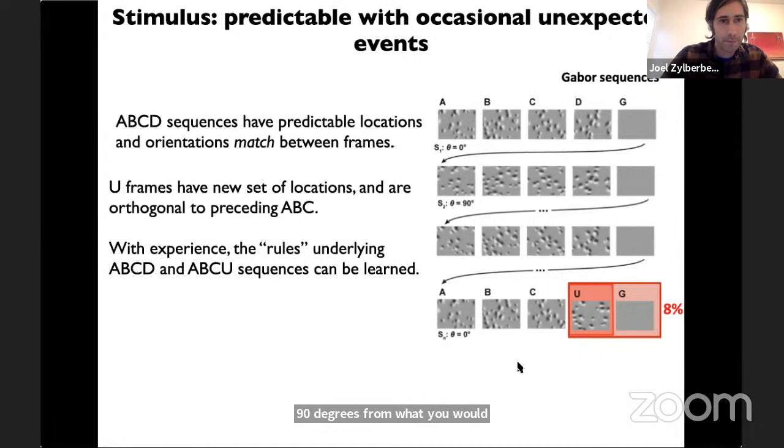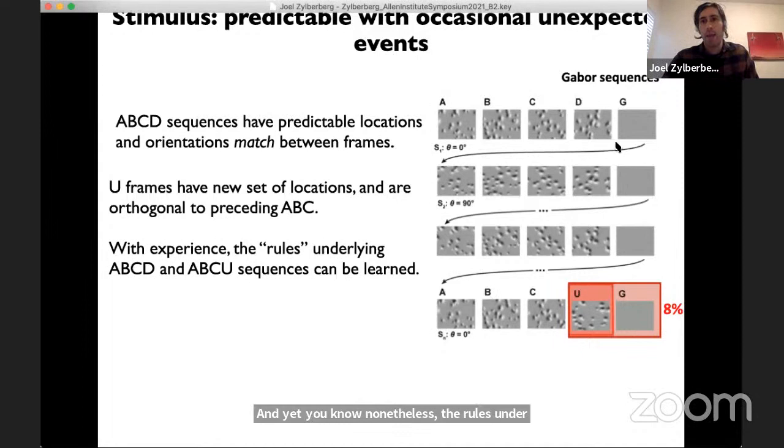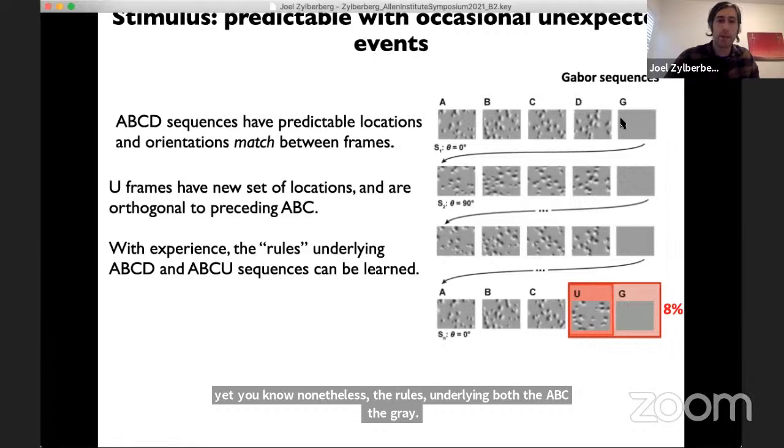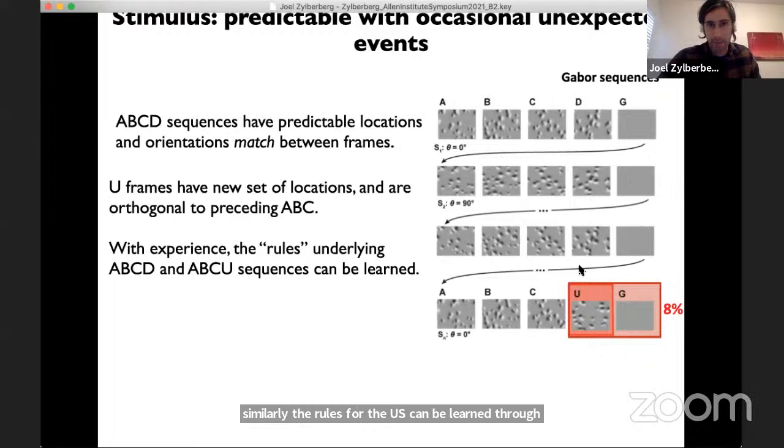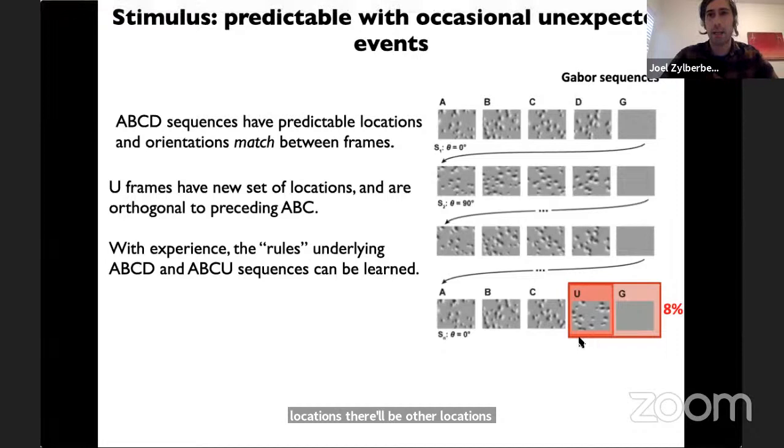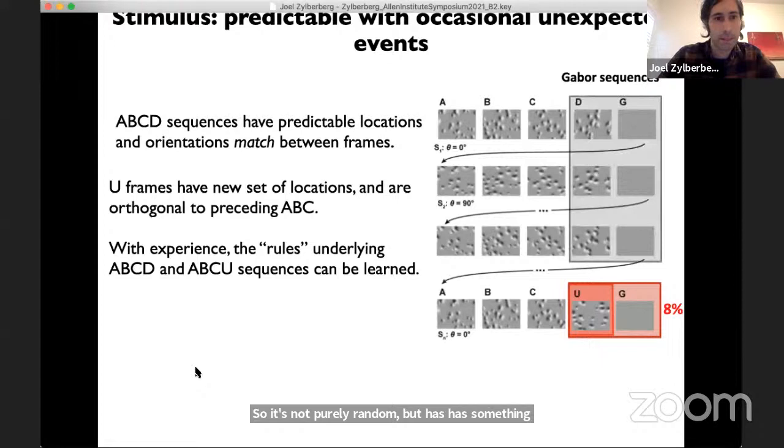And yet, nonetheless, the rules underlying both the ABCD gray, so the locations and orientation matching for ABCD gray, can be learned through experience. And similarly, the rules for the U's can be learned through experience, which is that sometimes instead of the D locations, there'll be other locations, and sometimes the orientations will be flipped by 90 degrees. So it's not purely random, but has something that can be learned through experience. Okay. And then we can, of course, compare the responses to the expected, like the D and gray, versus the unexpected, like U and gray.